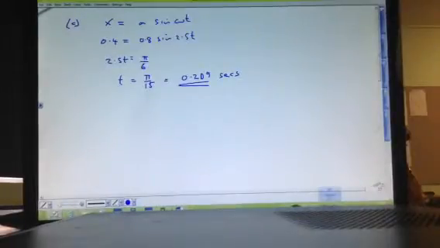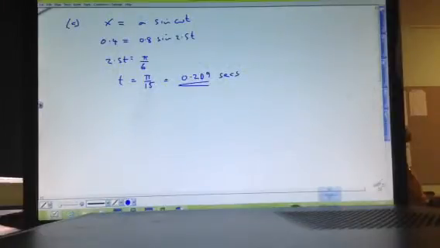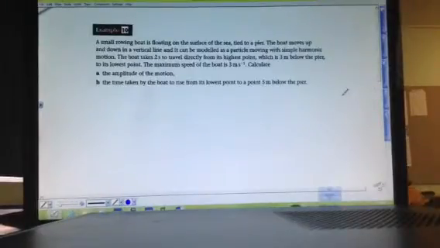Okay. Right, anything at the bottom? No. Right, over the page. Example 10.